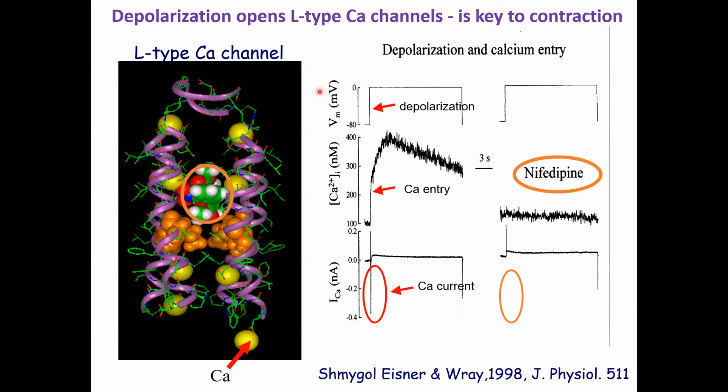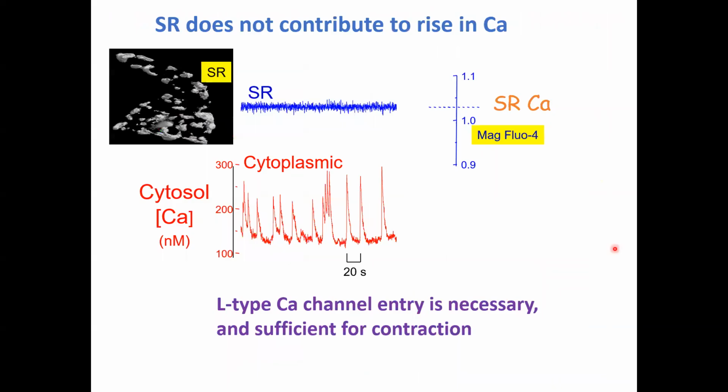So in the myometrium, we need L-type calcium channels to be opened by depolarization. That is the key to contraction. So if we voltage clamp and give a depolarizing step, what you can see that does is produce inward calcium current, which leads to this rise of calcium within the myocyte. If we block L-type calcium channels with nifedipine and repeat that protocol, you can see now no inward current and no rise of intracellular calcium. So clearly we need L-type calcium entry.